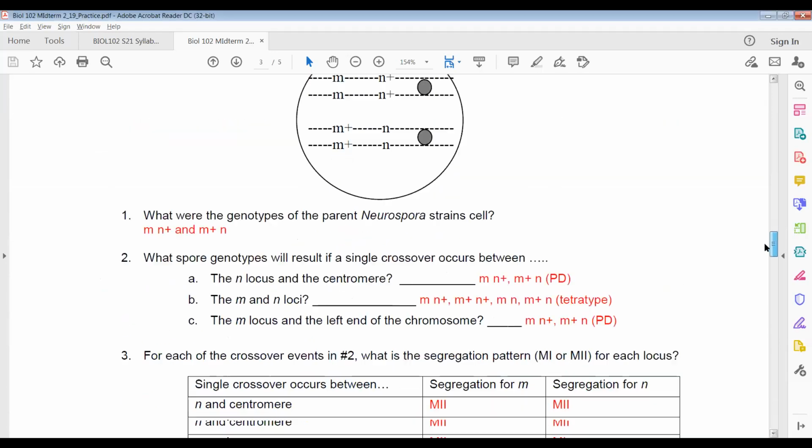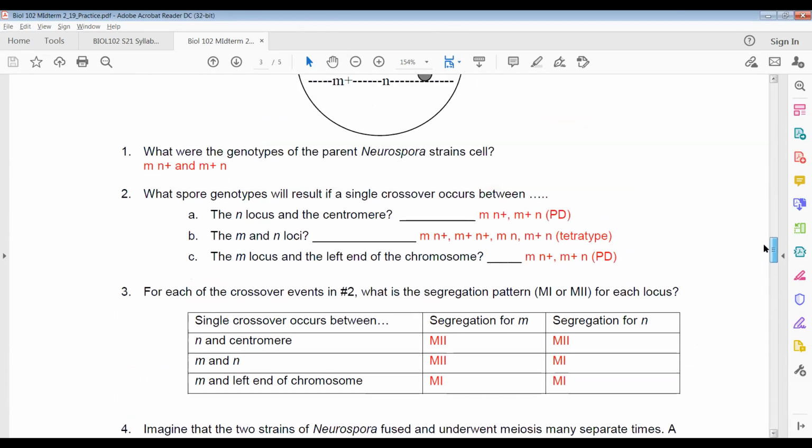Hi, Professor. For number 2 on the practice midterm, can you go over question 3 for that? Yes, sure. Number 2, right? Question 3. Yes. Okay. Sure.